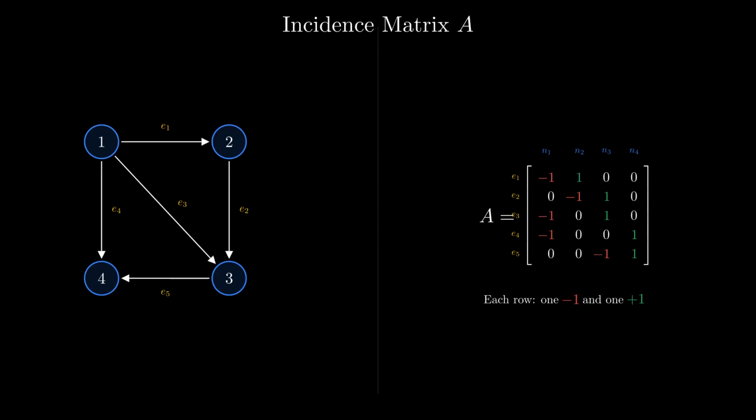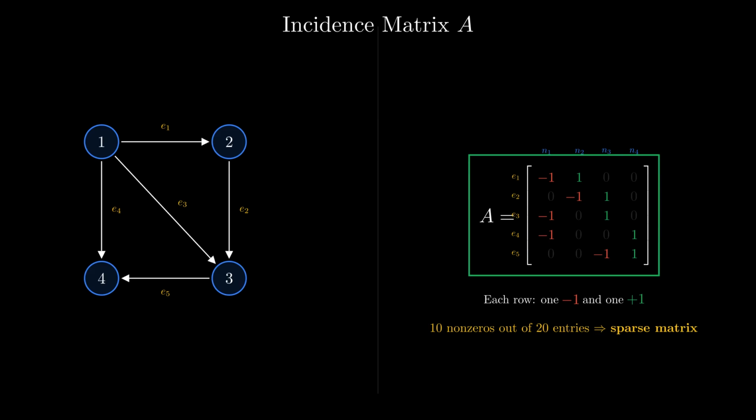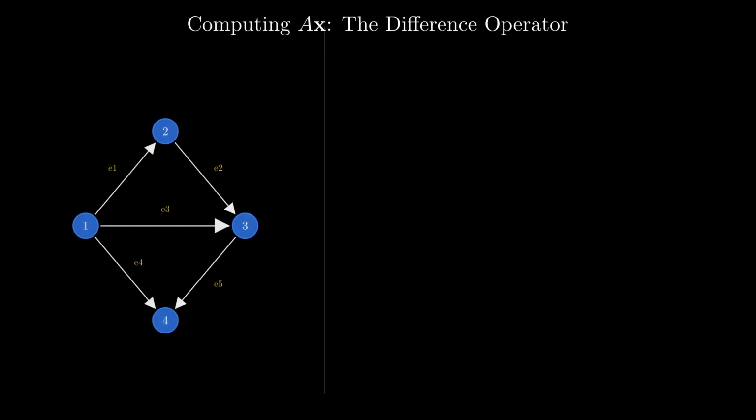Notice the pattern. Every single row has exactly one -1 and one +1, with everything else being 0. Out of 20 total entries, only 10 are non-zero. This makes A a sparse matrix, meaning most of its entries are 0. That sparsity directly reflects the structure of the graph. Each edge connects just 2 of the 4 nodes, so each row only needs 2 non-zero entries. We've encoded the graph. Now let's see what this matrix does when it acts on a vector.